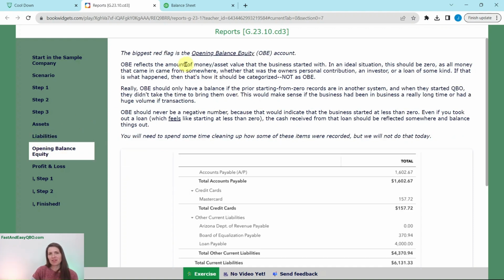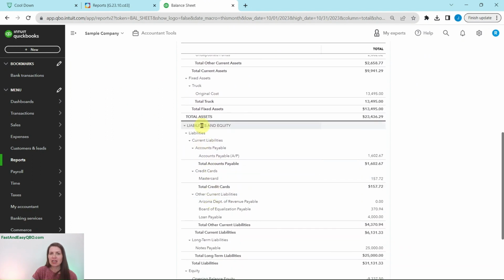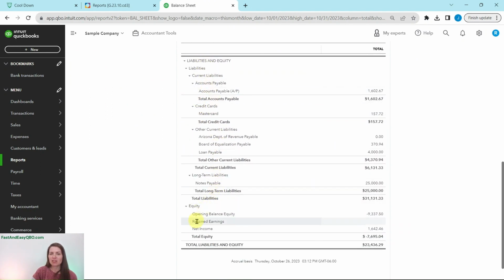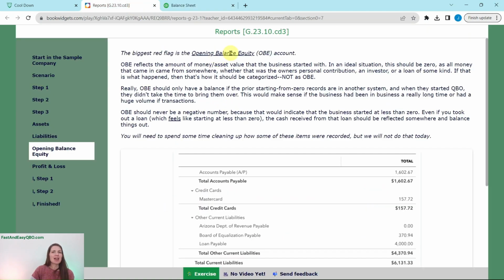And now the biggest red flag that we have here is our opening balance equity account. So if you remember, we started off, we did all of the assets, we looked in that section, then we went through the liabilities, and now we've moved on to equity, which doesn't have a lot under it, but it is quite important. That opening equity balance reflects the amount of money, asset value that the business started with. In an ideal situation, this would be zero as all money that came in came from somewhere, whether it was the owner's personal contribution, an investor, or a loan of some kind. If that is what has happened, then that's how it needs to be categorized, not as an opening balance equity.